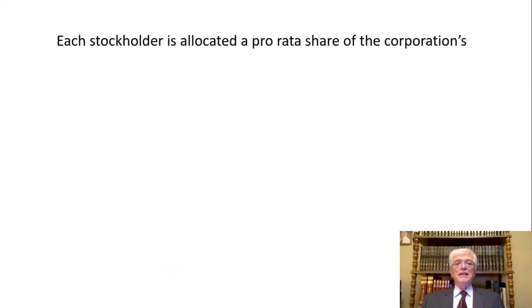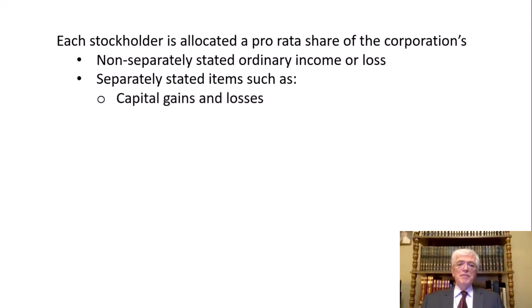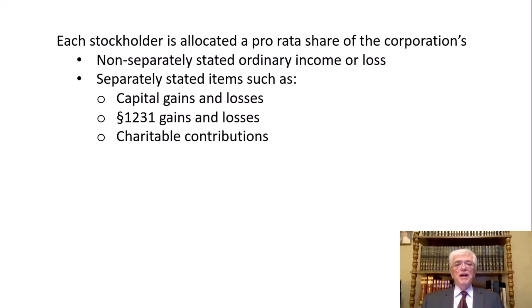Each stockholder is allocated a pro rata share of the corporation's non-separately stated ordinary income or loss. That's very similar to the partnership, where you have ordinary income or loss, and then you have a lot of specially allocated items of income or deductions. Separately stated items for an S corporation would be such things as capital gains and losses, 1231 gains and losses, charitable contributions, and there's a much longer list.